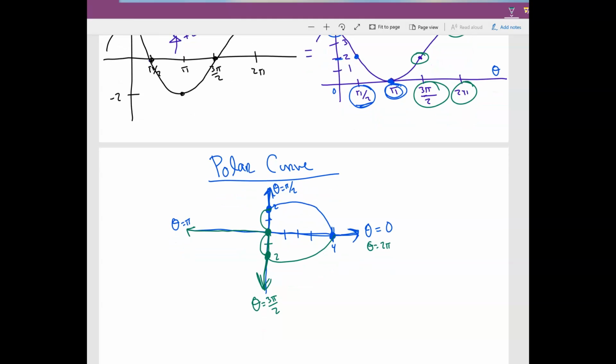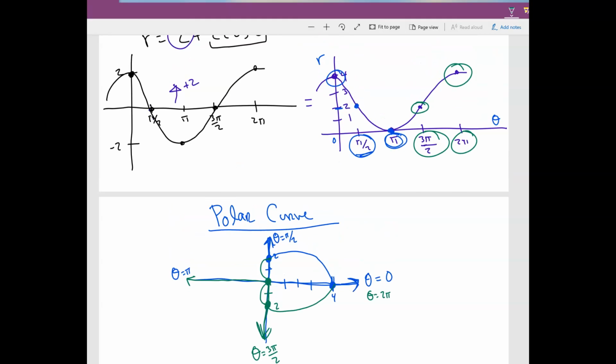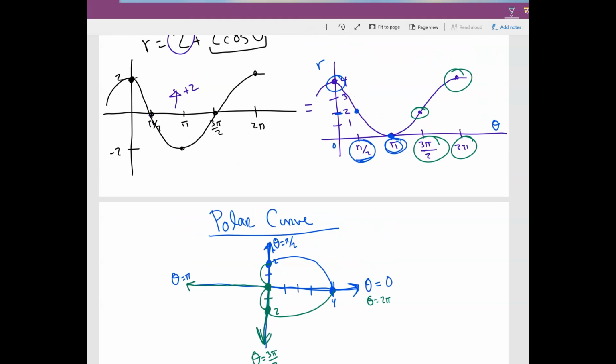So you kind of see this funky looking heart. So I personally like this reference graph. Obviously, you can plug in points too. That also works. I like graphing it. I think students also need help graphing trig functions anyways, so I feel like this is a little useful. All right, now let's do a limacon.